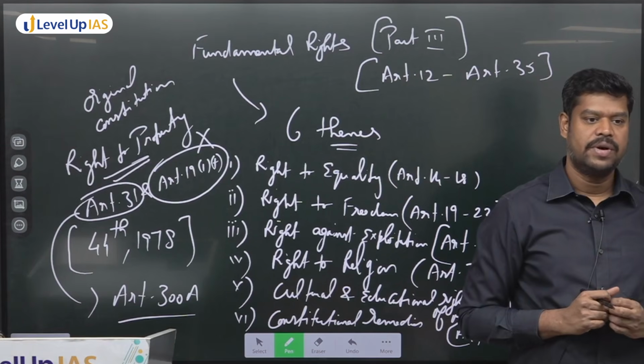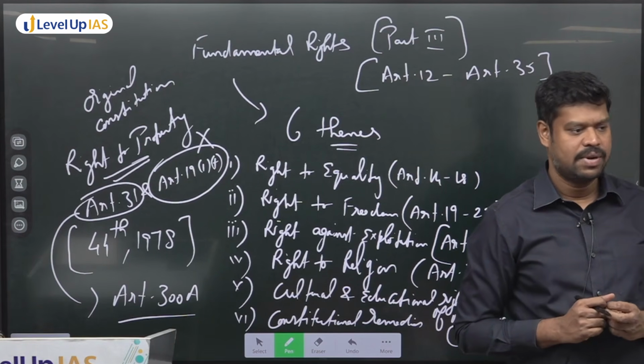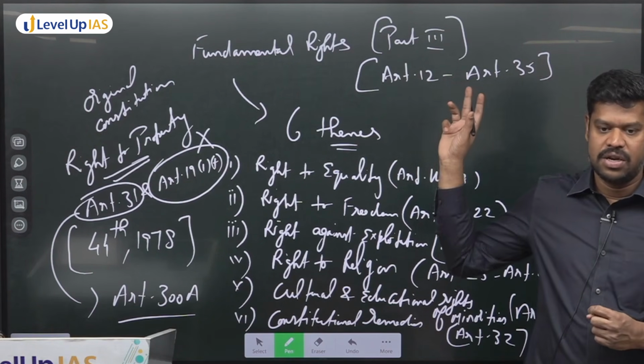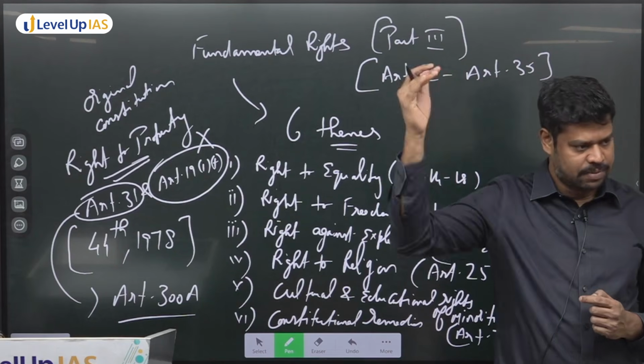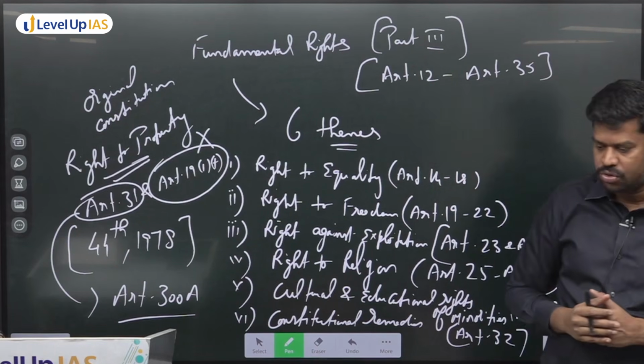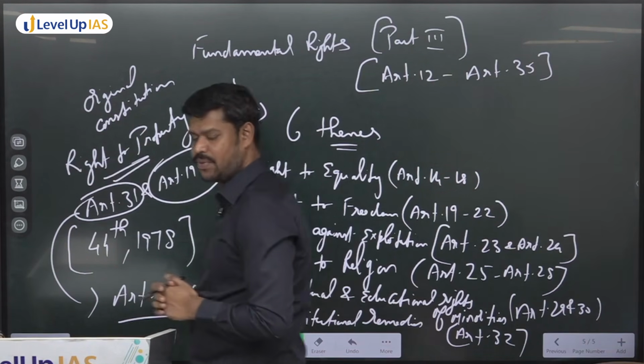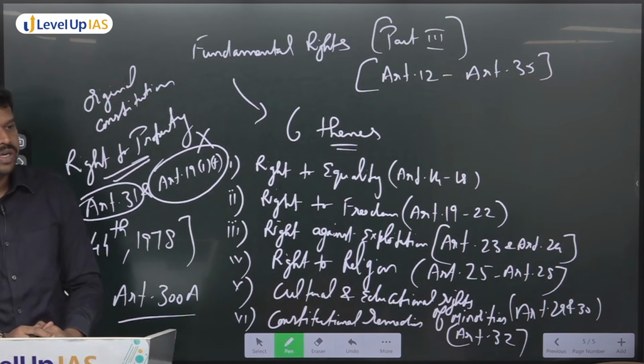But how the right to property is also considered to be a legal right, I will explain further when I take up Part 3 of the Constitution. When I go to fundamental rights, I will first explain what the right to property is, then I will explain all those things. Is that clear to all of you till this point? Okay. So come to the next topic.